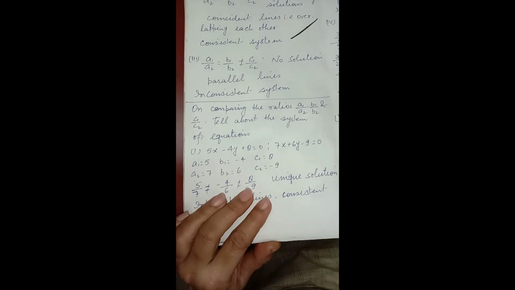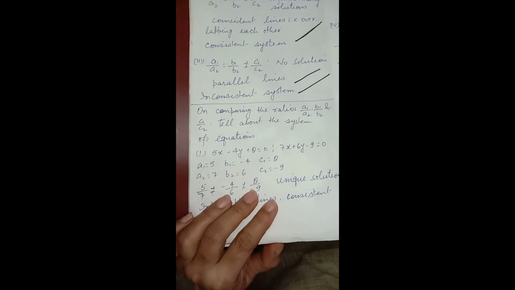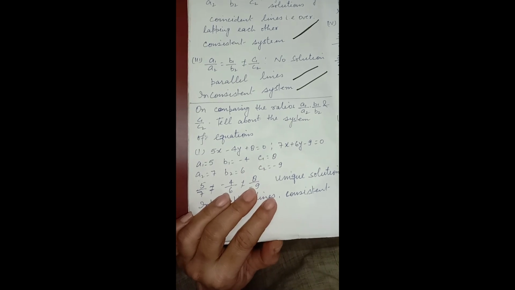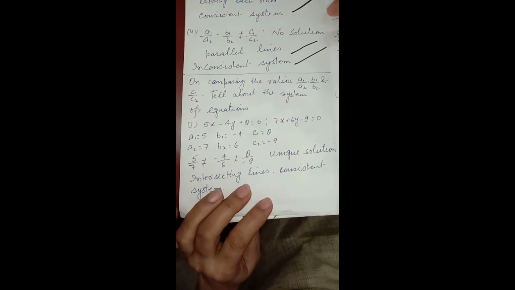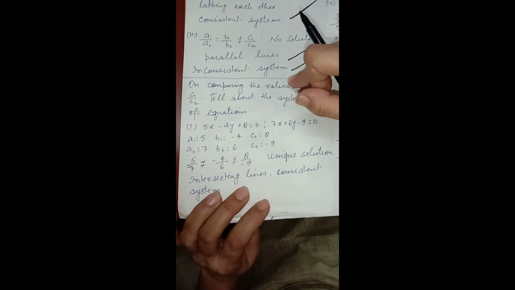Meaning when we draw the graph for the first and second equation, both the lines will be parallel. They will never intersect each other, and as they never intersect, we will not have any solution. The solution exists where the lines intersect each other. So here we don't have any solution. The system is known as an inconsistent system.